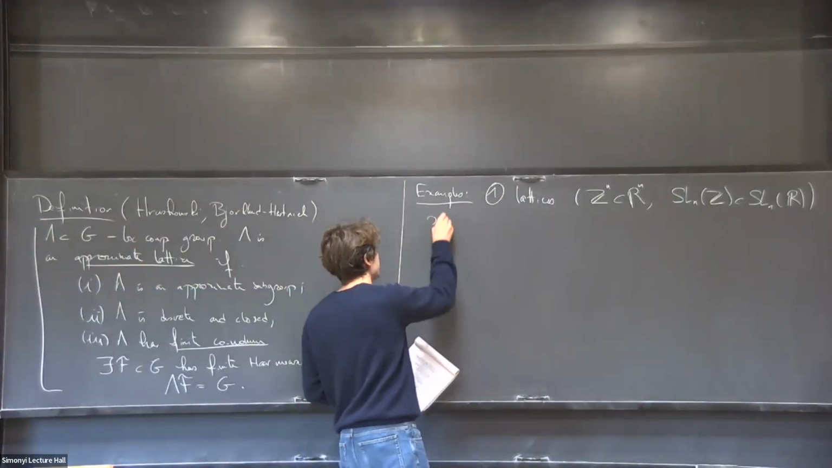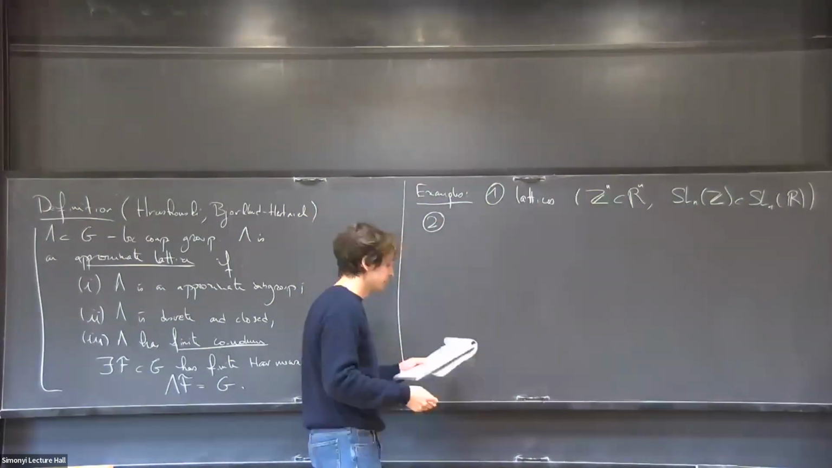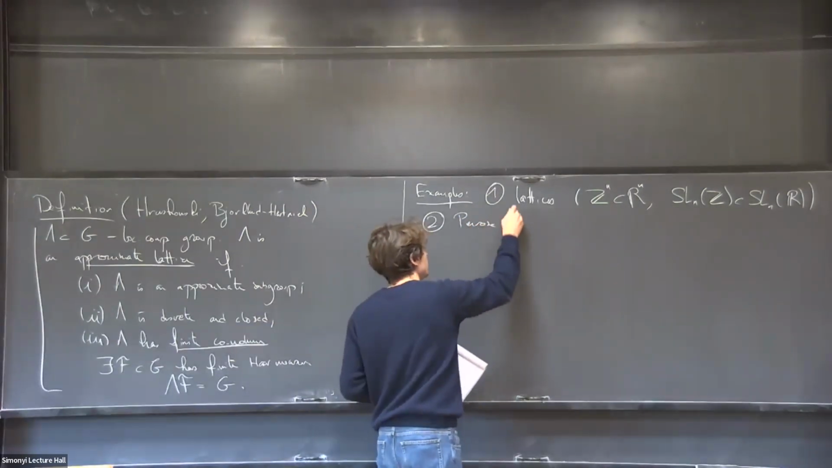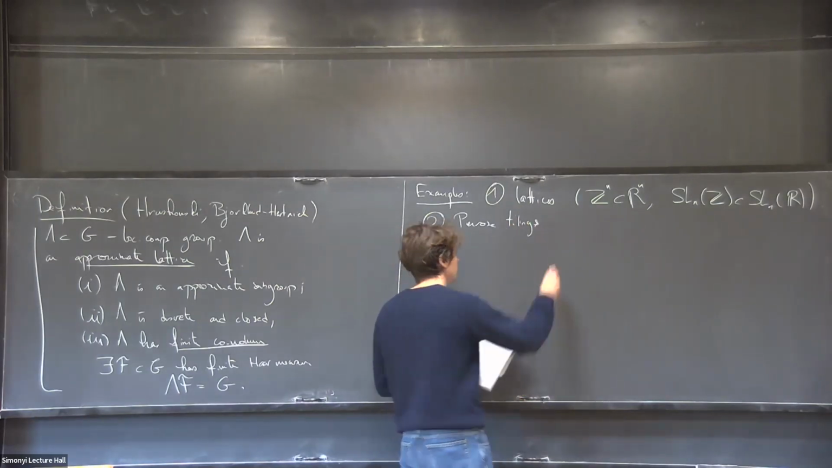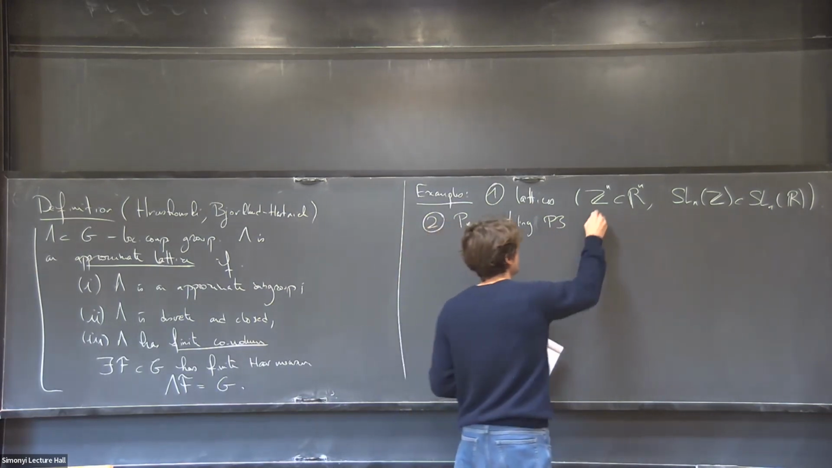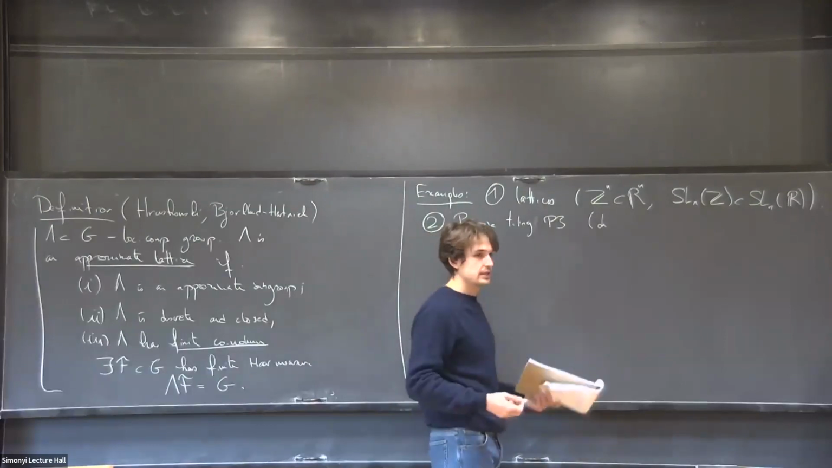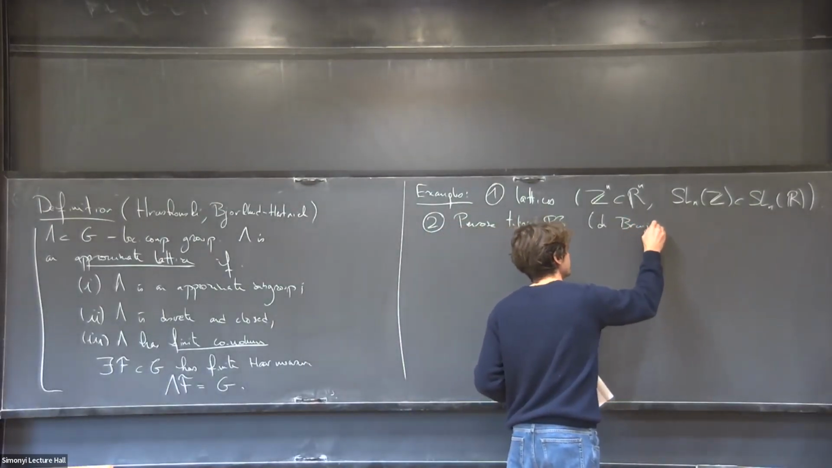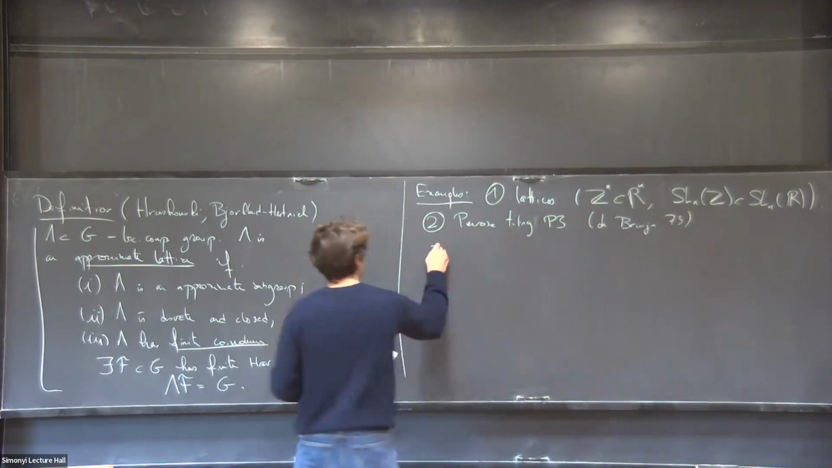The second example has some sort of historical importance, but we are not going to talk about it too much today: the Penrose tilings. More precisely, Penrose tiling P3. What I mean is the set of vertices of this tiling, and it's not obvious that it's an approximate lattice, but it's old, important work of de Bruijn that proved that.